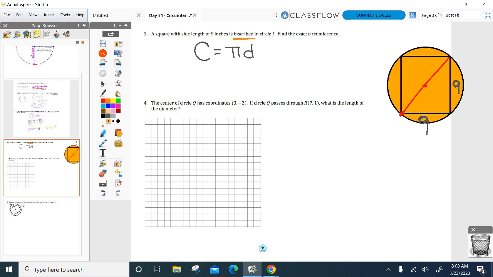You could do Pythagorean theorem. I need a right triangle. It's a square, so all the angles are right angles. And if I have a right triangle here, I can use Pythagorean theorem to find the diameter. All right, so here we go. 9 squared plus 9 squared equals c squared, because that's my hypotenuse. 81 plus 81 equals c squared. What's that, 162?